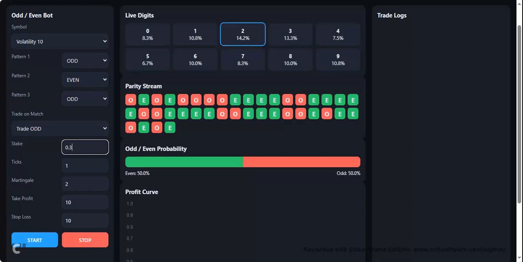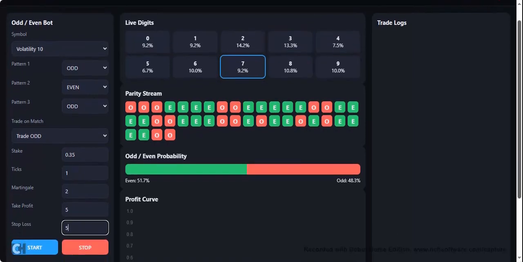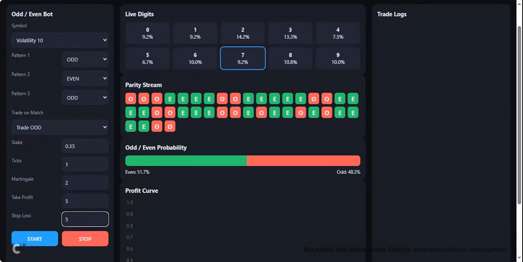What you are seeing on the screen is not random movement, it is raw numerical behavior being translated into logic. Each last digit from the tick feed is instantly categorized as odd or even, and this classification becomes the foundation of the strategy. By simplifying the chaos of price movement into a binary pattern stream, the bot creates a framework that traders can actually measure, test, and refine.